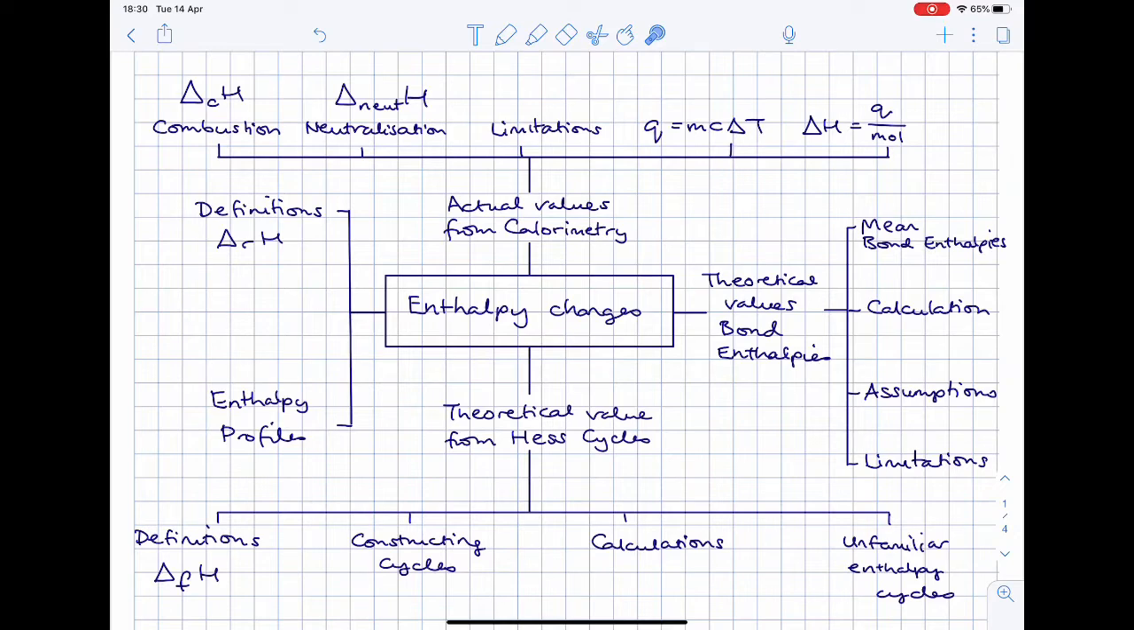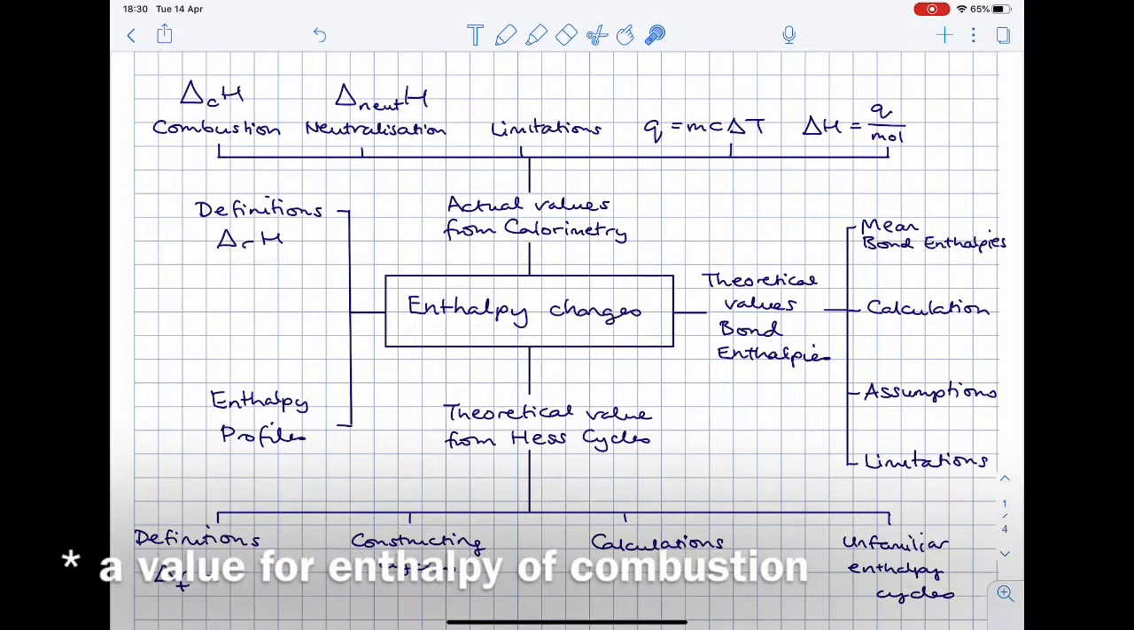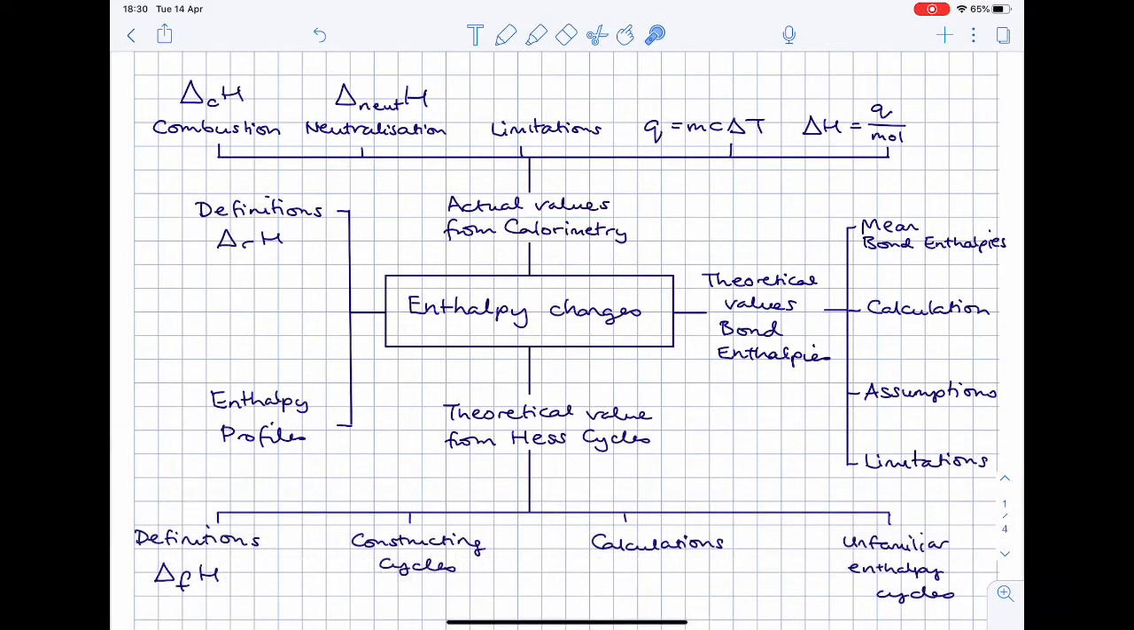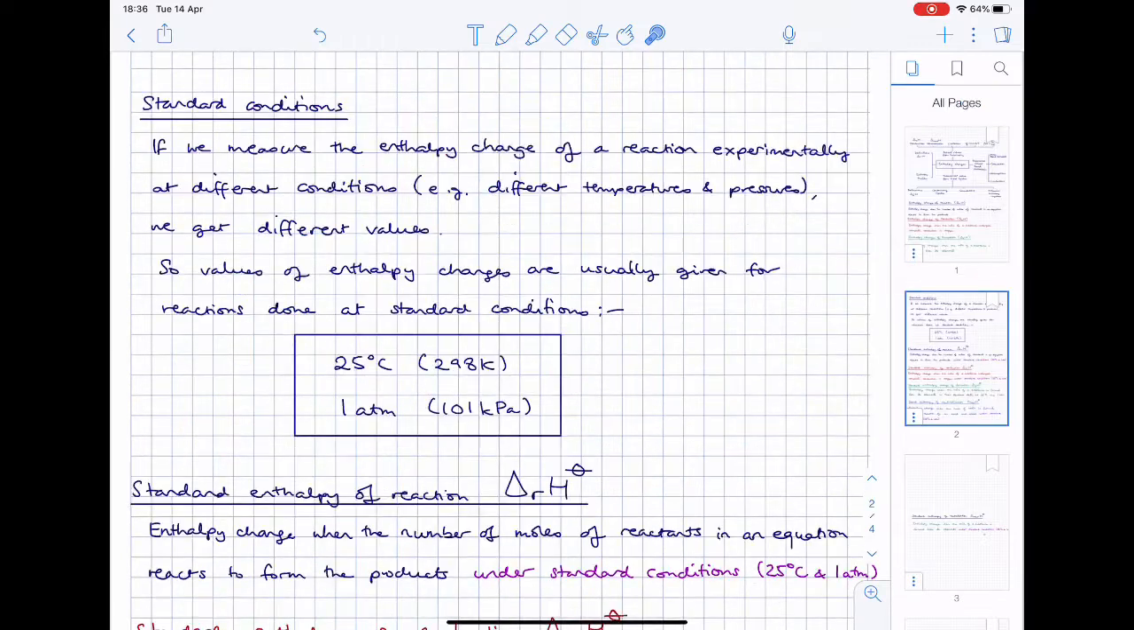So we're going to look at how we can compare different values by using the idea of standard conditions, because if I measure any particular enthalpy change for a reaction like combustion here, so if I burn 1 mole of carbon at 25 degrees C, I get the enthalpy of combustion of carbon. If I do it at 35 degrees C, I'll get a different value experimentally. So in order to be able to compare different reactions, we need to make sure all these values that we're comparing with are done at the same conditions, and we call these standard conditions. So that's what we're going to look at next.